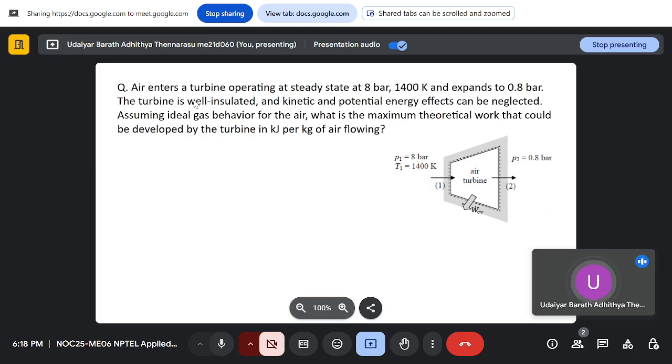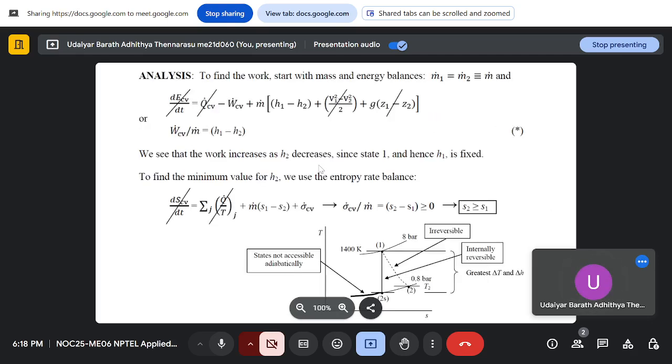What we have is this turbine working at steady state, your inlet is given and exit pressure is given, it is well insulated, and assuming ideal gas behavior, we need to find out how much work can be produced. So applying the steady flow energy equation, this is what the equation looks like.